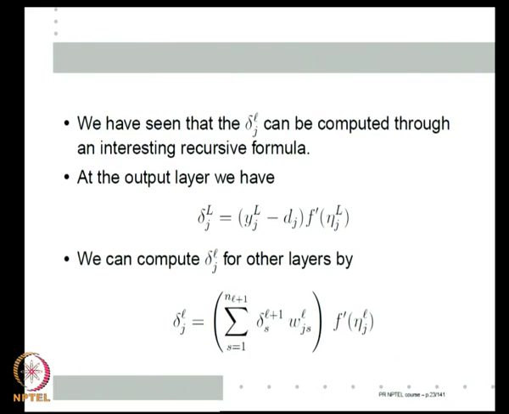And for all other layers, delta JL satisfies a very interesting recursive formula like this. Delta JL can be given in terms of delta S L plus 1. If I know delta S L plus 1 for all S, then I can calculate delta JL for every J. So, if I know the errors for all the nodes in layer L plus 1, then I can calculate errors for all the nodes in layer L. Because I know them at the output layer capital L, I can calculate at capital L minus 1, then at capital L minus 2 and so on. So, using this recursion, we can calculate the errors at all nodes.